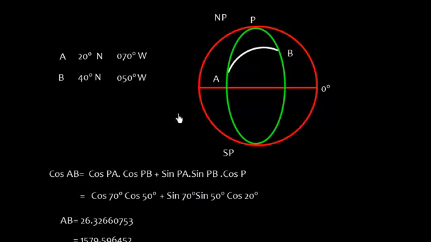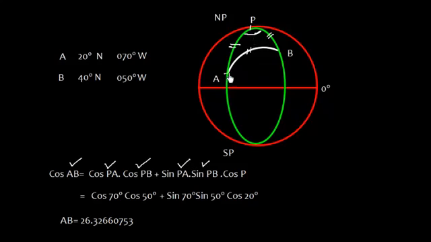So we need to have a formula, and which is the cosine formula. The cosine formula says that cos of this side, say cos AB, will be cos of adjacent side, that means cos PA and cos PB, plus sin PA and sin PB into cos P. Cos P is this angle.